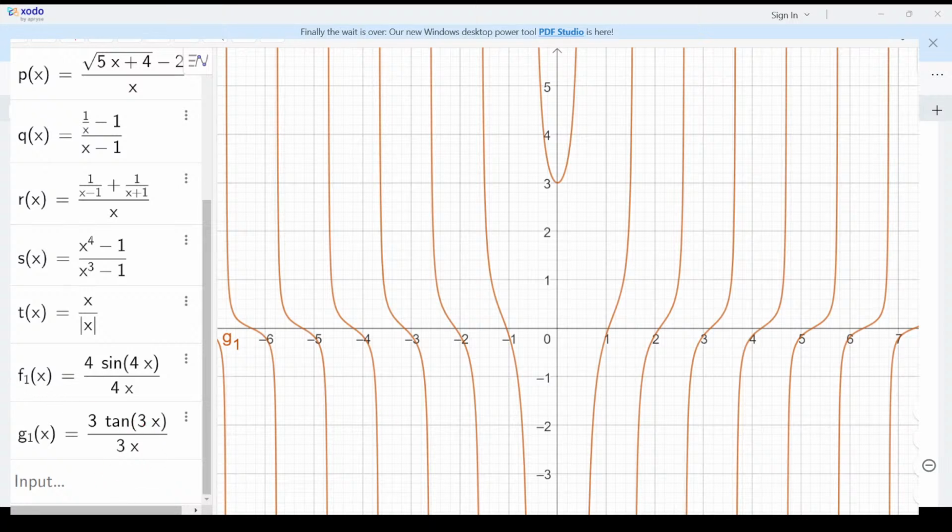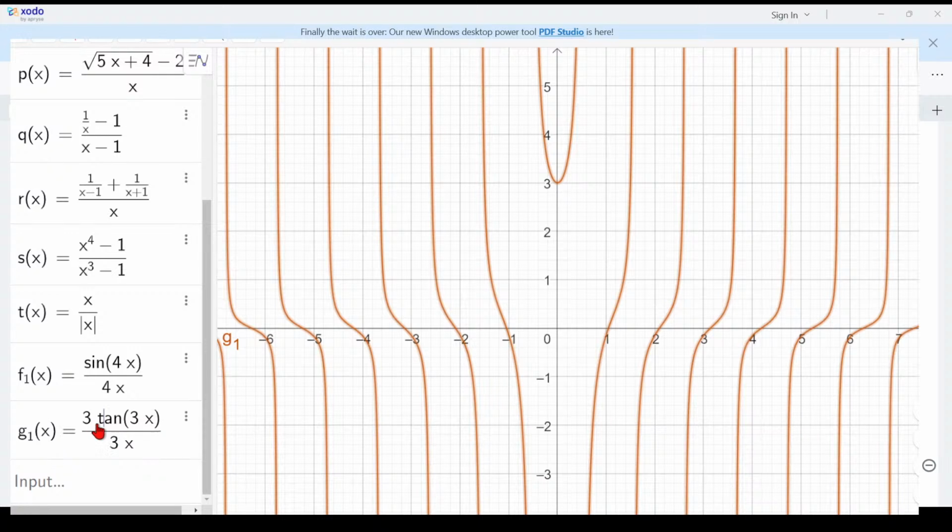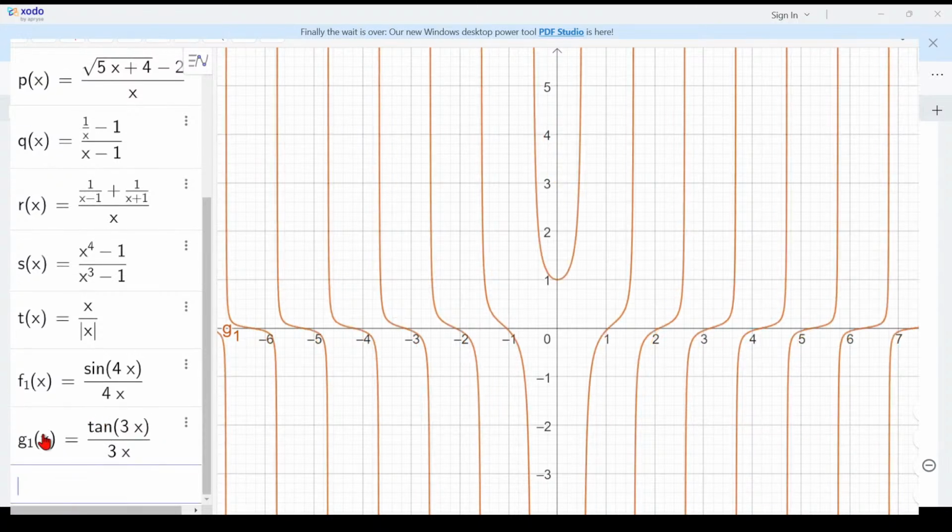Now another important thing. Sin theta by theta, tan theta by theta. The other important thing is that sin theta by theta approaches 1 from the bottom. It's always lesser than 1. But tan is the opposite. It is approaching 1, but from the other side. Agreed?